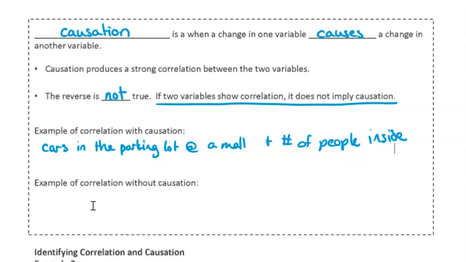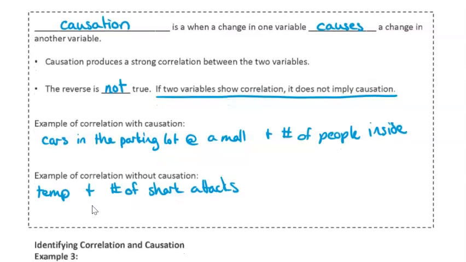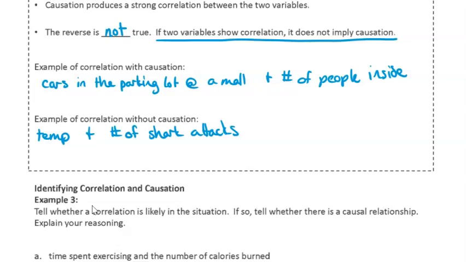Now, an example where there's a relationship, a correlation, but there's not a cause, would be the temperature and the number of shark attacks. For example, as the temperature increases, there are more shark attacks, but there aren't more shark attacks because the temperature increased. It's probably more like the temperature increased, and so there are more people in the ocean because it was a nice day, and so there are more shark attacks. But just the change in temperature doesn't make the sharks attack more.